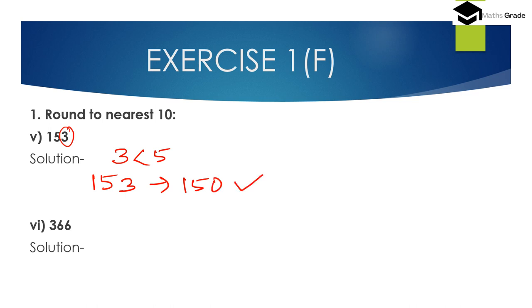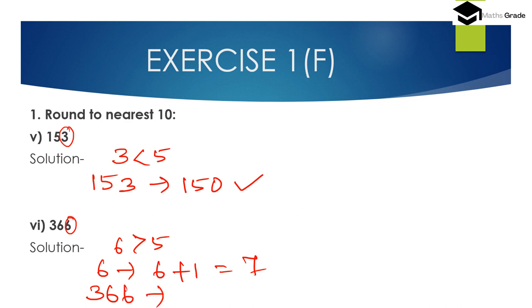Now sixth bit 366. Here the unit place digit is 6. 6 is greater than 5. So just add 1 to the tens place digit. Here tens place digit is 6. So 6 changes to 6 plus 1 and 6 plus 1 is 7. And just write down the hundreds place digit as it is, that is 3. And this tens place digit 6 changes to 7. And this unit place digit 6 changes to 0. So 366 rounded to the nearest 10 is 370.